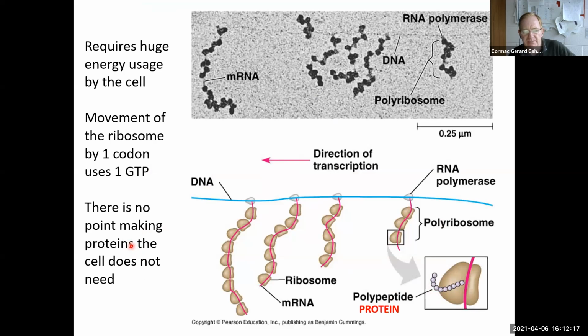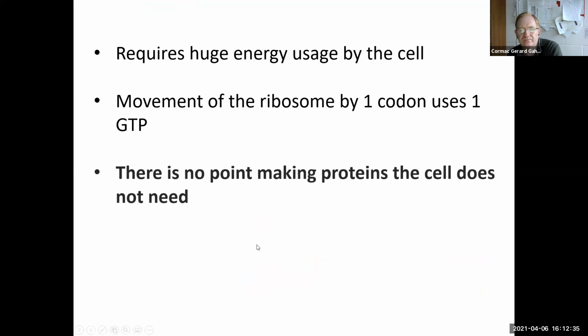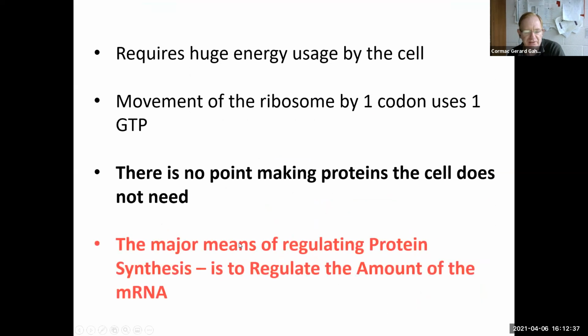And the overall point I want to make is that if the cell doesn't need this protein, there's absolutely no point in using all this energy to make something that it doesn't need. Okay, so in other words, if we can save all this energy, it's very beneficial to the cell. So these main points are in bold. There's no point in a cell making proteins that it doesn't need. Most proteins in the cell are only made when they're needed.